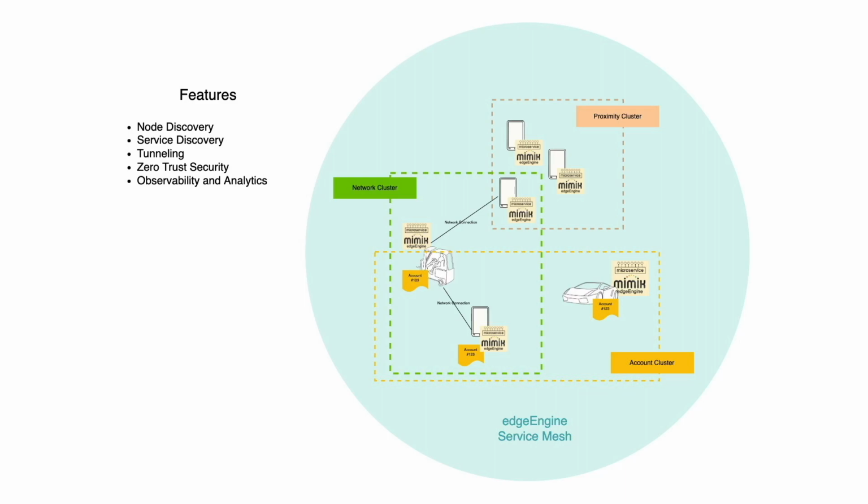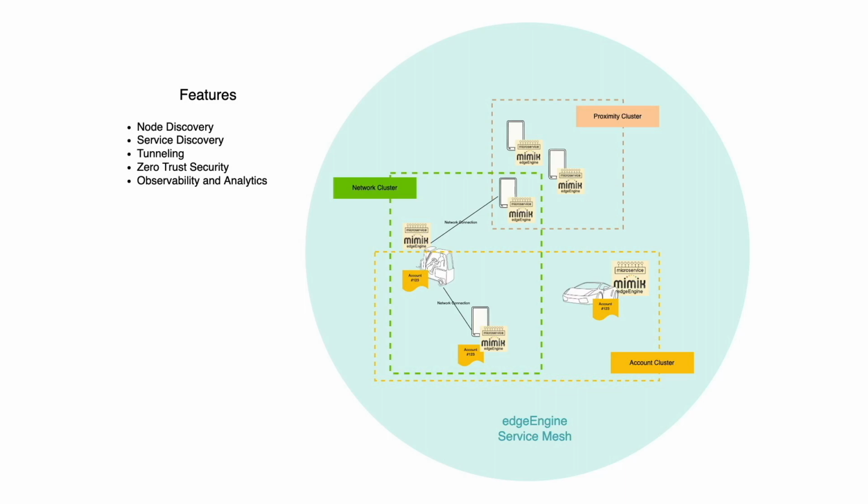And you're going to see account activity when you do any of the tutorials that are coming up. So what are the features the edgeEngine network provides? It gives you node discovery, service discovery, secure tunneling and zero trust security. Also, the edgeEngine service mesh and networking capabilities provide observability and analytics. So there you go. That's what edgeEngine is about.